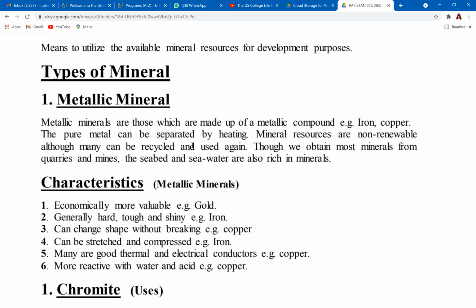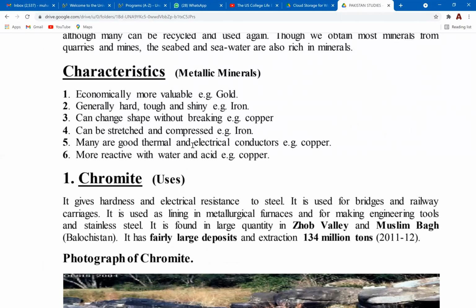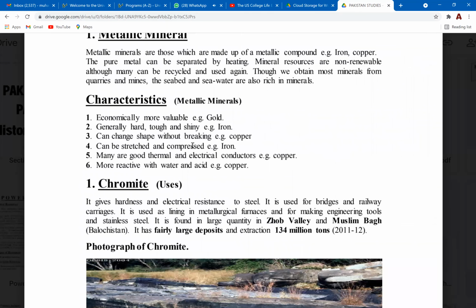Because mineral resources are non-renewable, you use them once, you cannot replenish them again. So this is a typical property of a metallic mineral. Characteristics: they're economically more valuable. For example, gold is valuable as compared to a rock stone, maybe.